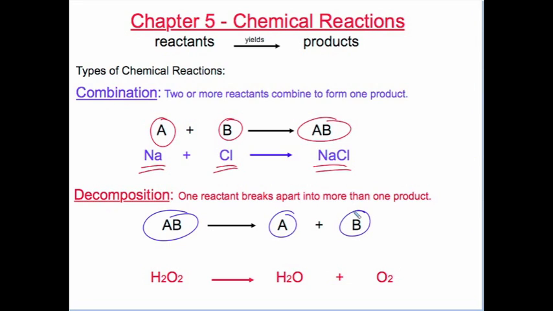A real example would be H2O2, which is hydrogen peroxide. The hydrogen peroxide over time breaks down from H2O2 into H2O plus O2. So that hydrogen peroxide in your medicine cabinet over time will end up as just a bottle of water with oxygen gas in it.